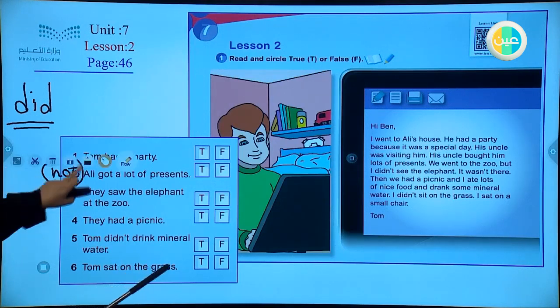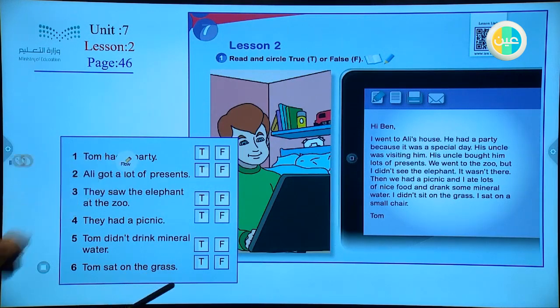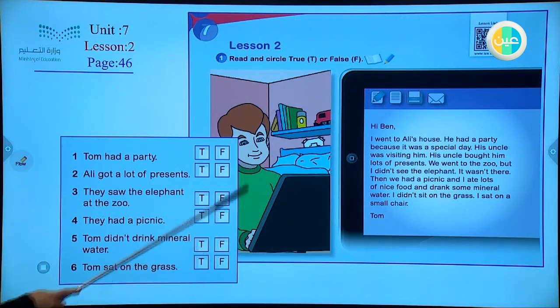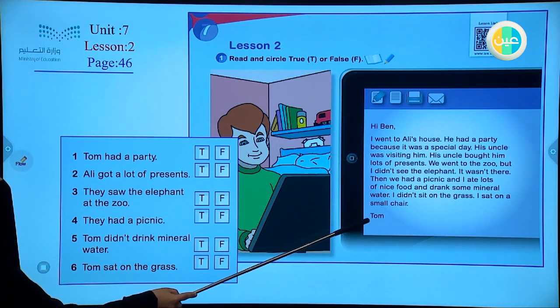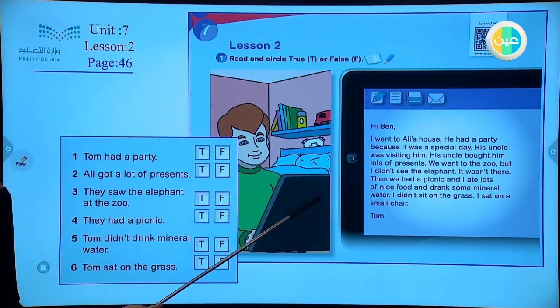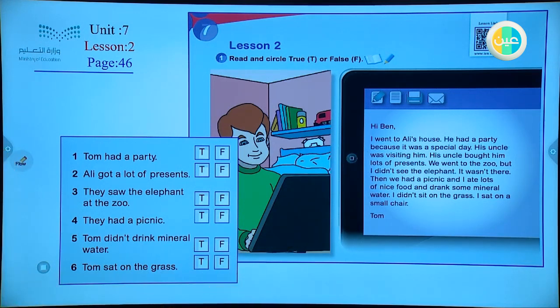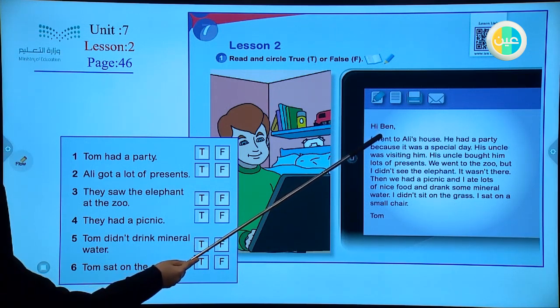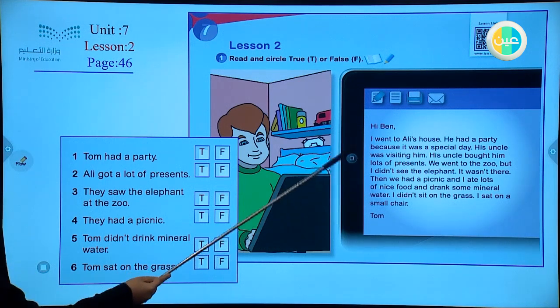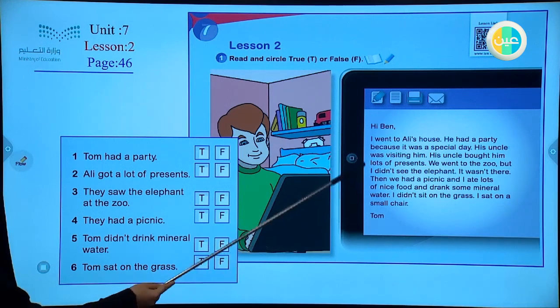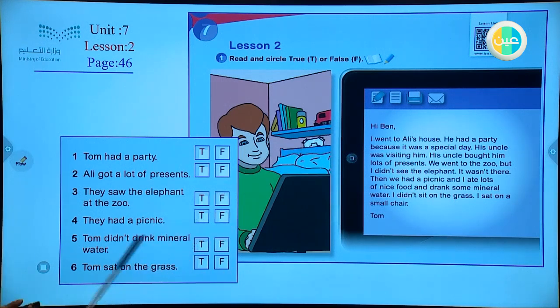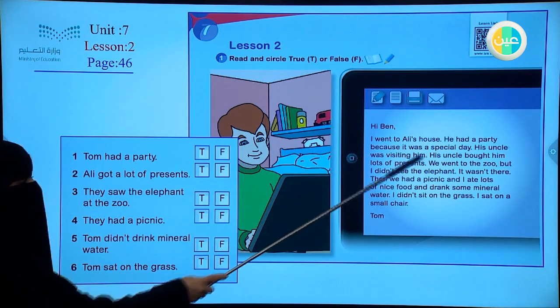Here we have a boy. His name is Tom. What is Tom doing? He is writing an email. Okay, to whom? He is writing an email to his friend Ben. So Tom is writing a message to his friend Ben to tell him about what happened to him. Here we have some sentences in the past.